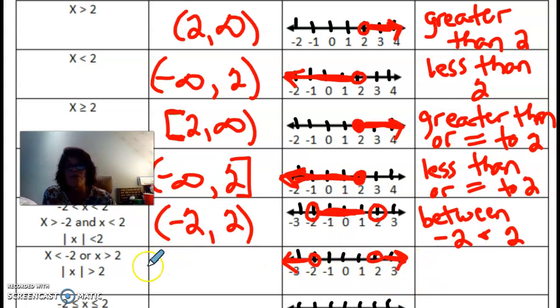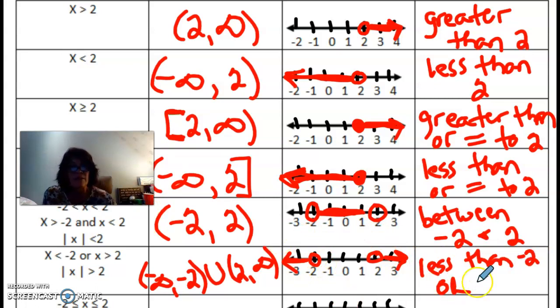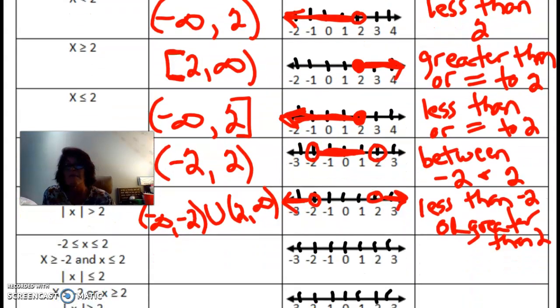So the way we show that, and that's absolute value of x is greater than 2, the way I show that, guys, is -infinity to -2 in union with 2 to infinity. There's a union sign in between. This means in union with. Join these together. It's either or. Less than -2 or, well, it says it there, greater than 2. That's what this is talking about.